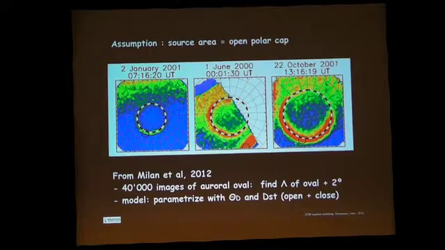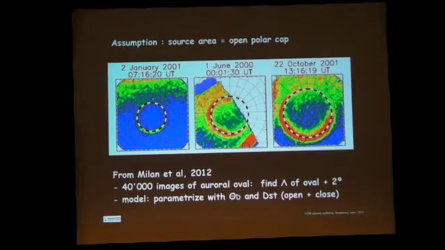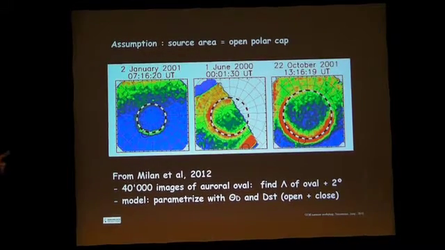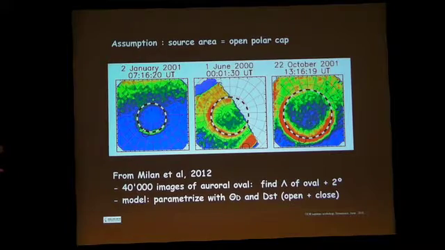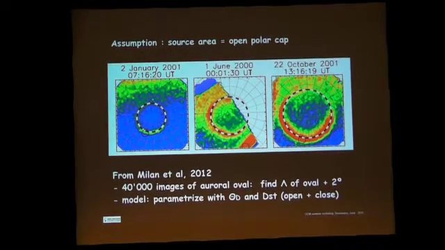So there are some efforts here, for example, by Milan et al. 2012, where they try to parameterize this using the ST index, the storm time index, and the dayside reconnection field. These are things we have fairly good control over. They found a very good correlation between the polar cap size and these two proxies for opening and closing of flux. So we have the polar cap data.